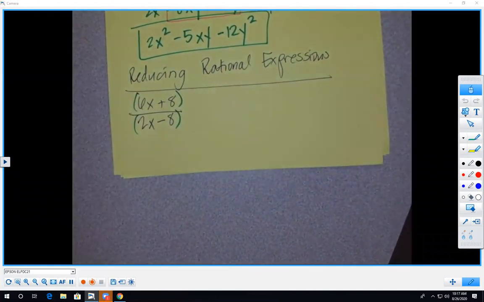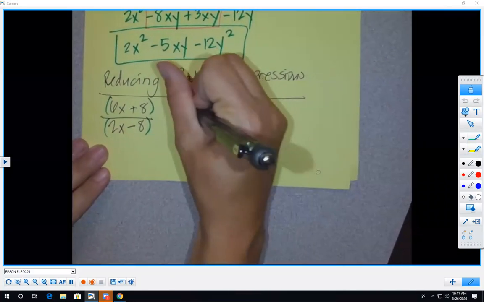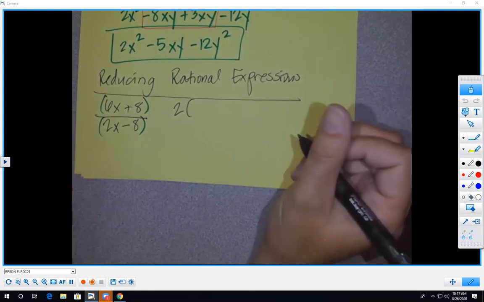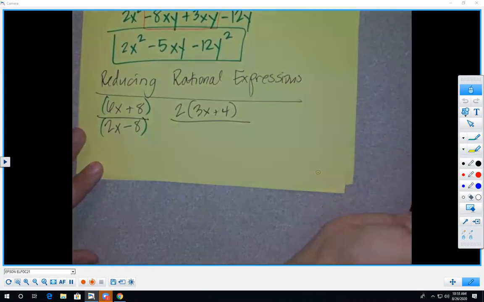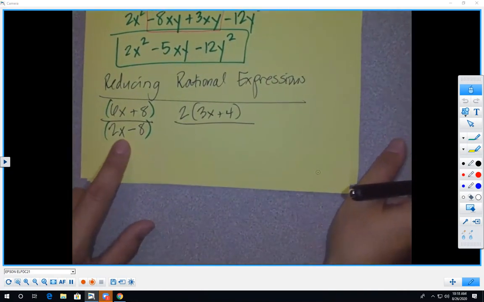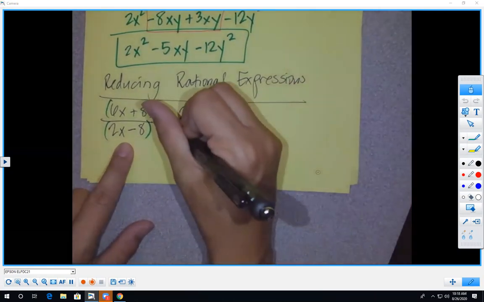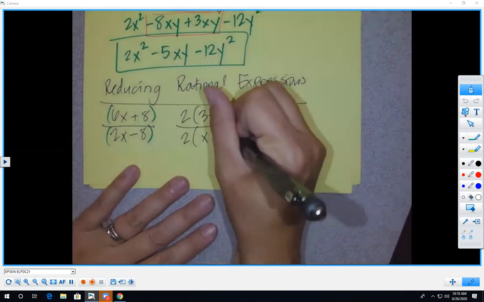The way that we can simplify it is first we factor, see if you could factor anything out of it first. If you could factor something out, then you could simplify that. So look at the top, 6x plus 8. Can I factor anything out of that? A 2. When I take a 2 out, what's left over? 3x plus 4. On bottom, 2x minus 8, does that have a GCF? Yeah, a 2. What's left over when you take out a 2? x minus 4.